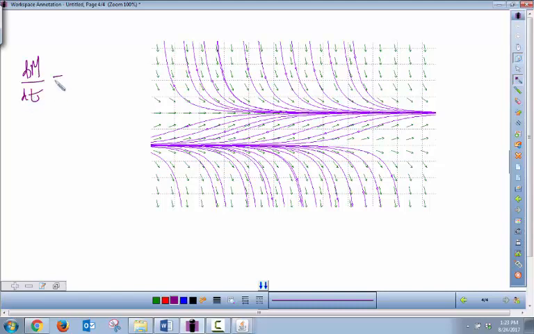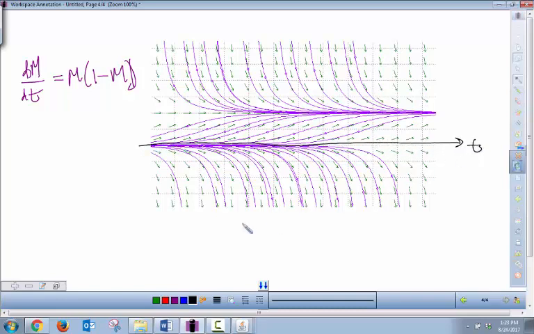Yeah, so it's a first order differential equation. And then we have our 0 axis here. This is your t-axis. I guess I can randomly put my m-axis anywhere. M is equal to 1. M is equal to 0. So this is a scenario, right?